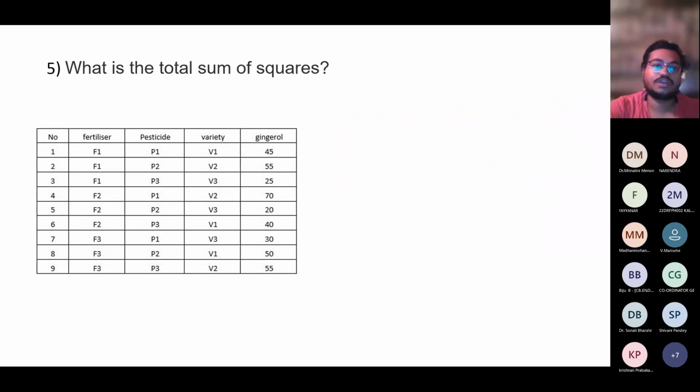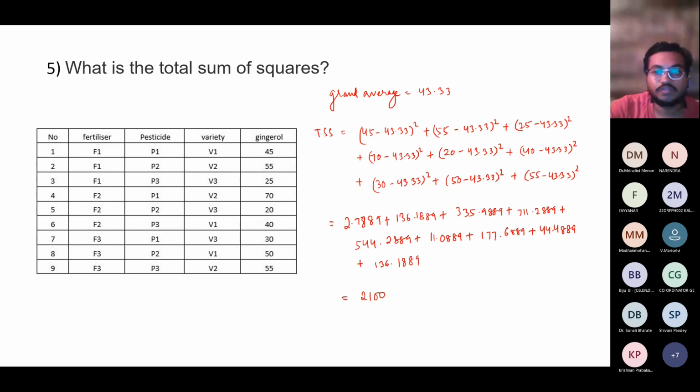In the fifth question, we are asked what is the total sum of squares. To find the total sum of squares, we take the grand average, subtract it from all the values, square them and add them up. The first value here is 45, so we take 45 minus 43.33, square it, add it to 55 minus 43.33, square it, and so on. We find that the total sum of squares in this case turns out to be 2100. It's quite straightforward. Is that clear?